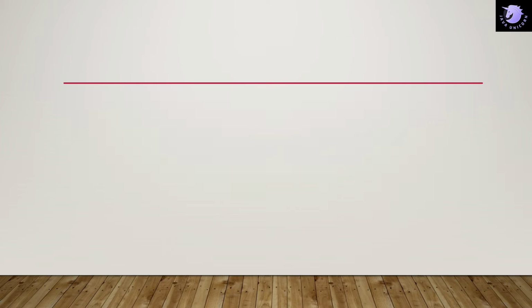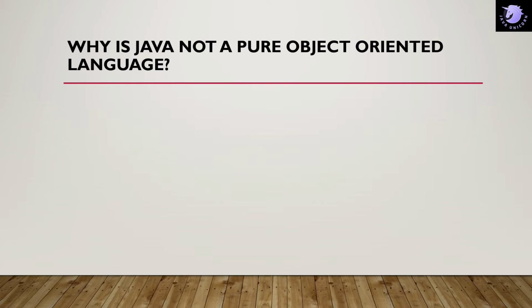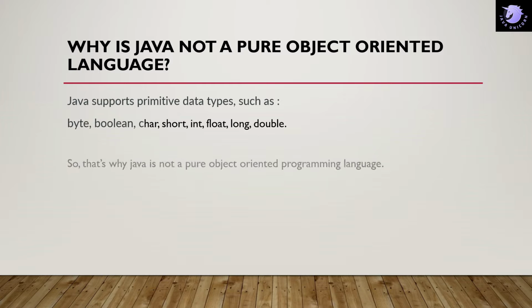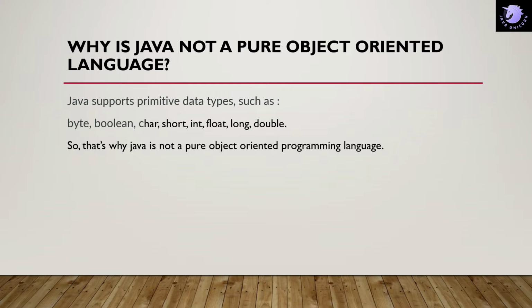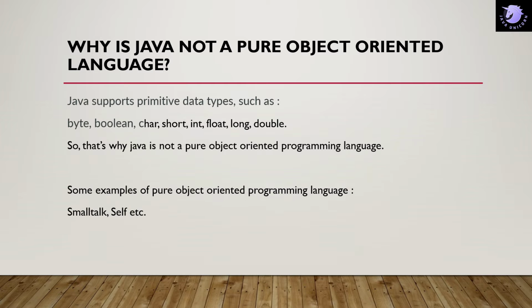Moving to the next question, why is Java not a pure object oriented language? The reason is that Java uses some primitive data types like byte, boolean, char, short, int, float, long, double. So that's why we can say that Java is not a pure object oriented programming language. Examples of pure object oriented programming languages are Smalltalk, Self, etc.